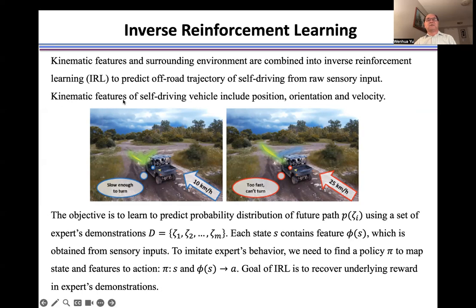Here, the kinematic features for self-driving include the vehicle position, orientation, and velocity. For example, a vehicle at a low speed can go straight or make a right turn. However, a vehicle at a high speed can only go straight to avoid an accident on the right turn. Now we use a set of expert demonstrations to train the model to find the optimal policy from the expert demonstrations.